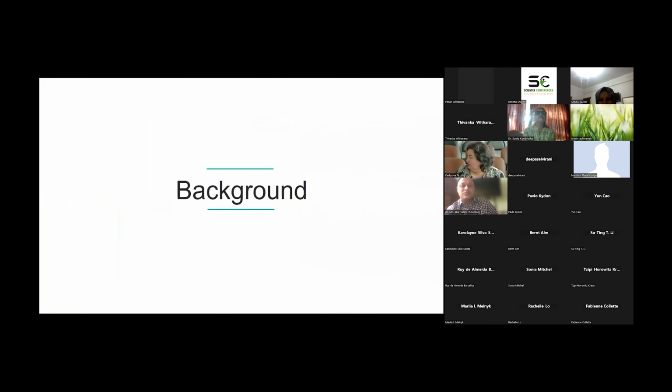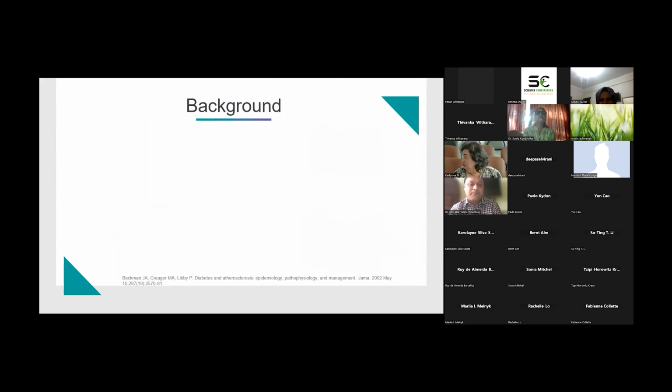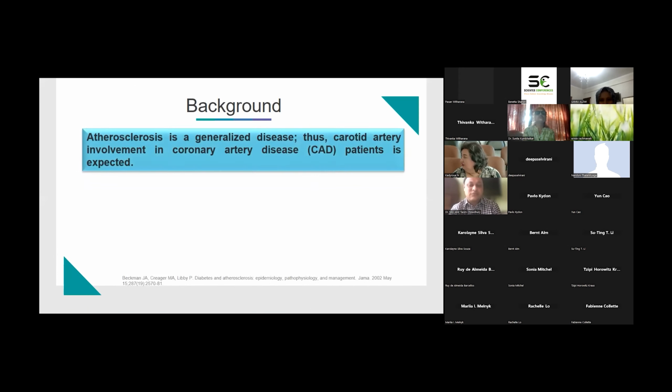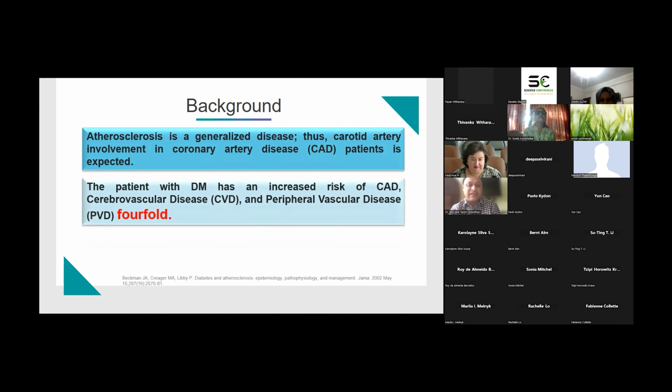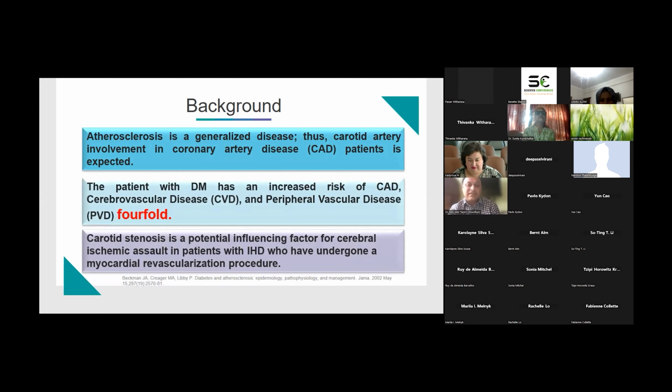Before proceeding to my topic, I would like to give a brief background. Atherosclerosis is a worsening disease process affecting arteries. When the process starts, no arterial system is immune from this disease. Among the several risk factors, diabetes is the most significant one. It increases the risk fourfold for developing coronary artery disease, carotid artery disease, and peripheral vascular disease. Carotid artery stenosis is a potential influencing factor for cerebral ischemic assault in patients with ischemic heart disease who have undergone a myocardial revascularization procedure.